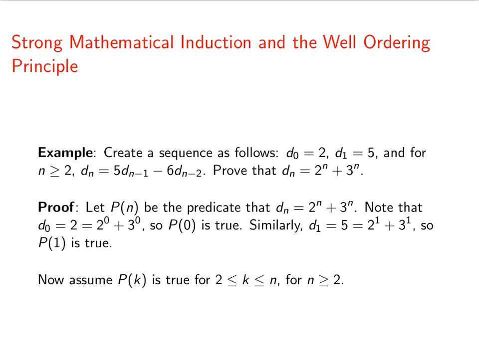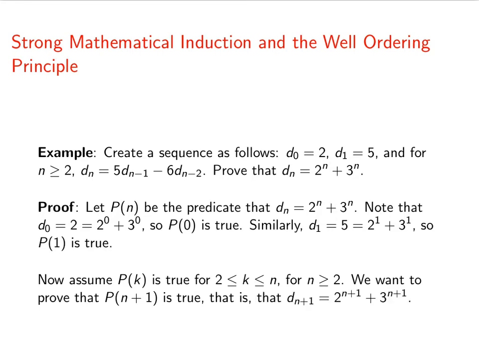So here's a situation where we're going to have two basis steps. All right, now for the inductive hypothesis, let's assume that p of k is true for k between 2 and n, and that's for n bigger than or equal to 2. We want to prove that p of n plus 1 is true. So that is, we want to prove that d sub n plus 1 is equal to 2 to the n plus 1 plus 3 to the n plus 1.